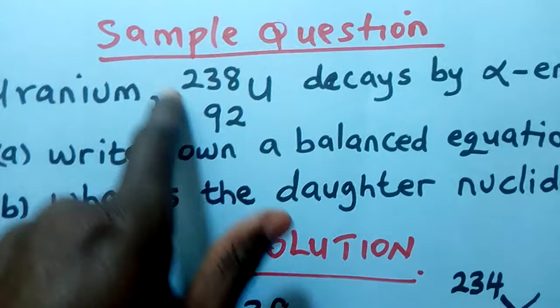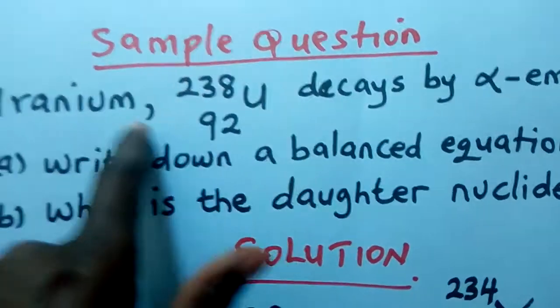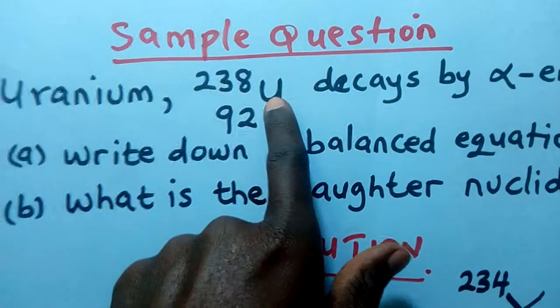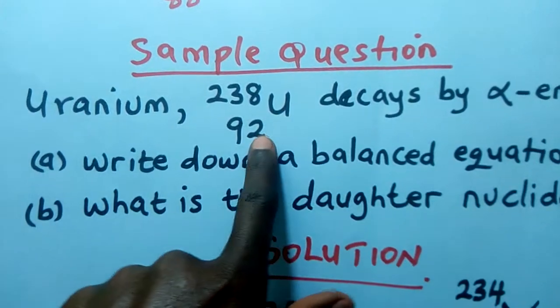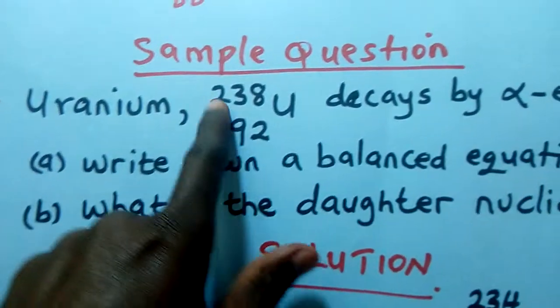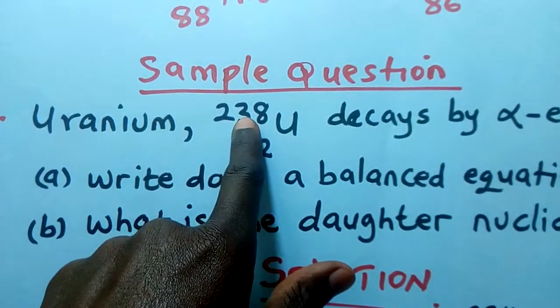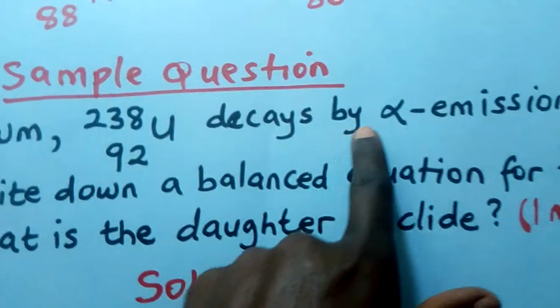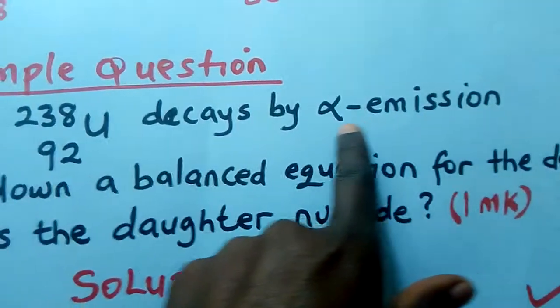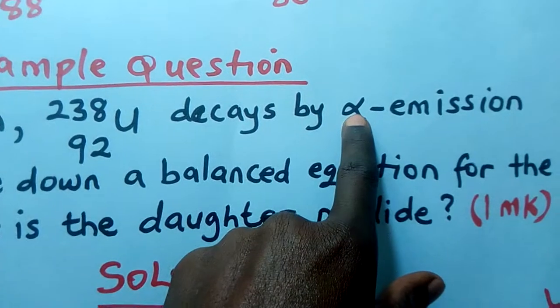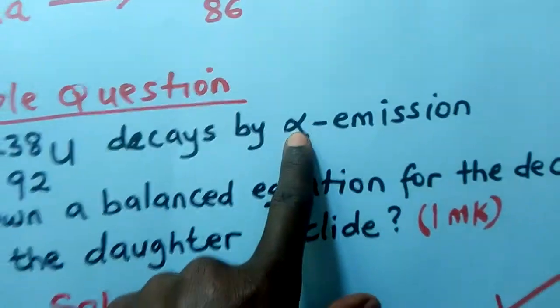So they have given us the parent, how the parent looks like. It is called uranium, and the symbol is U. It has atomic number 92, mass number 238. And we are told it decays by alpha emission. Sometime back we said you can write alpha particle in full, like this.